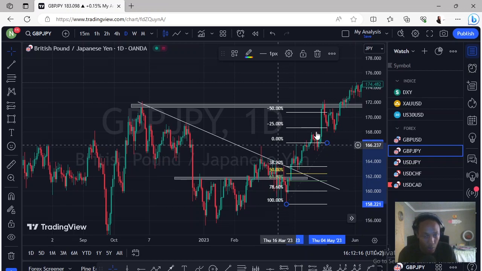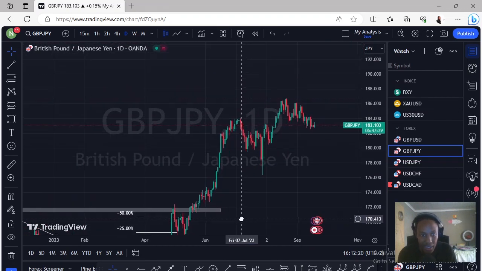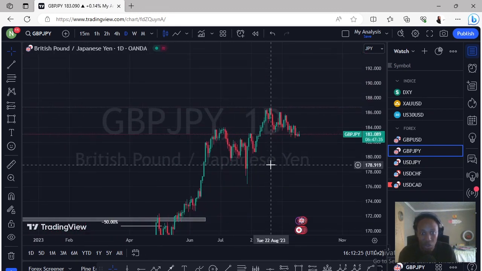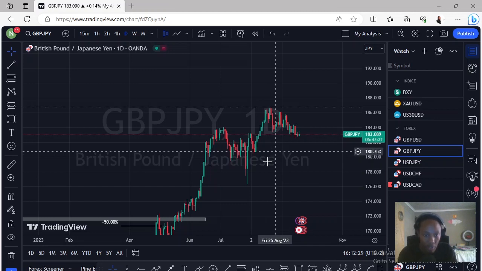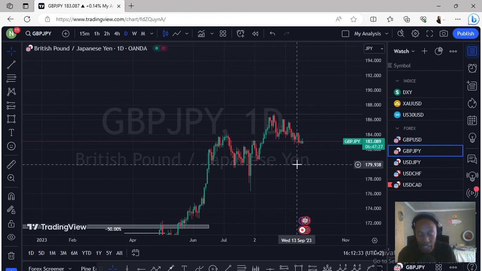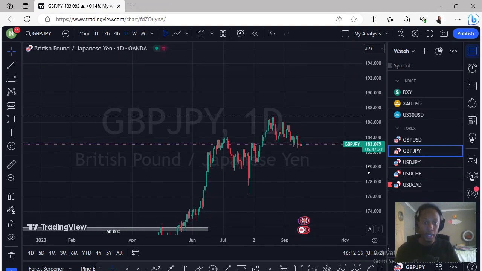So that's what I love about it. It doesn't really consolidate. It doesn't give you unnecessary pullbacks. It doesn't do a lot of fake outs. It doesn't fake a lot. So that's one of the reasons I trade it, and also why it's in my top 5 forex pairs.